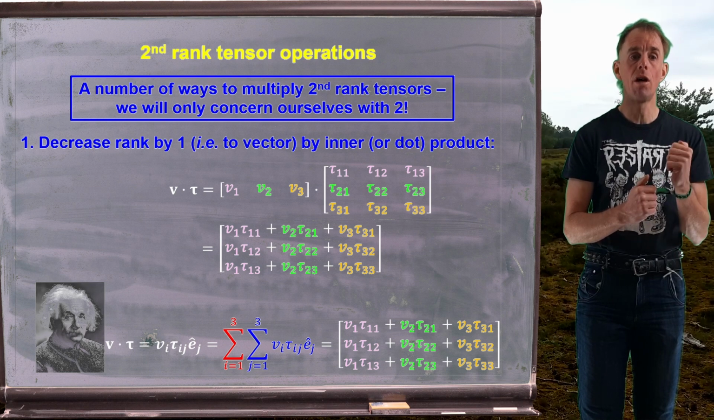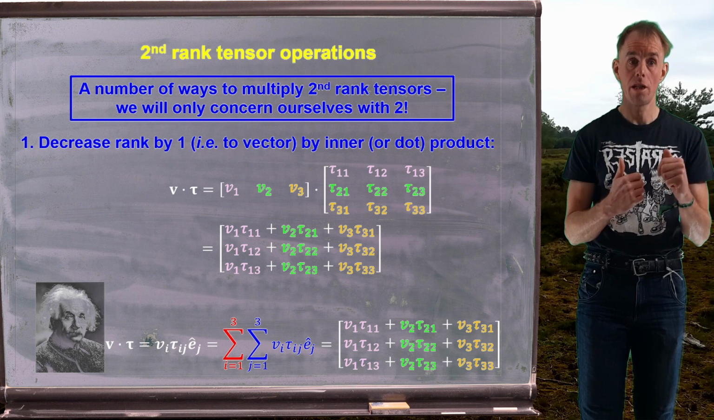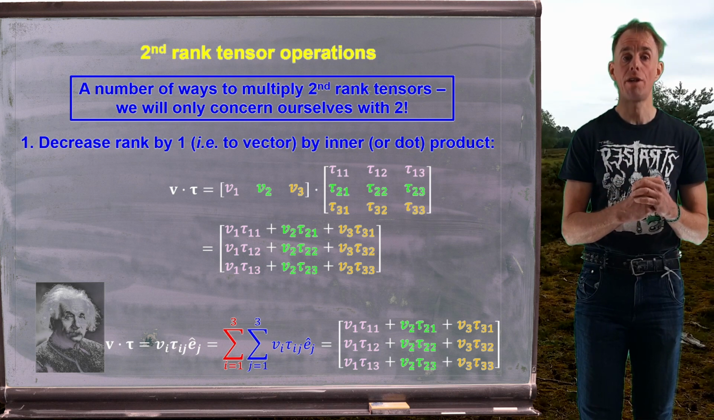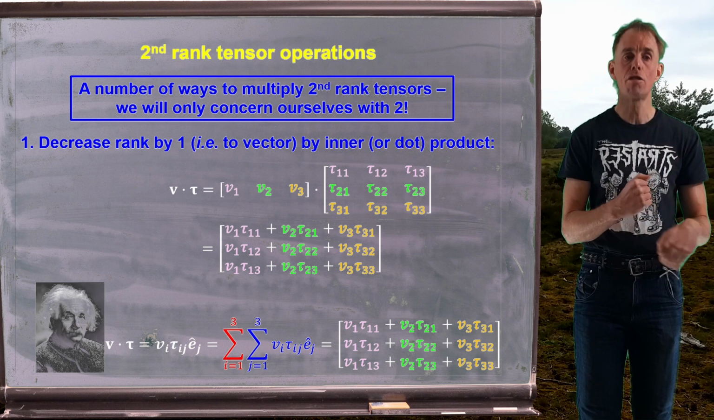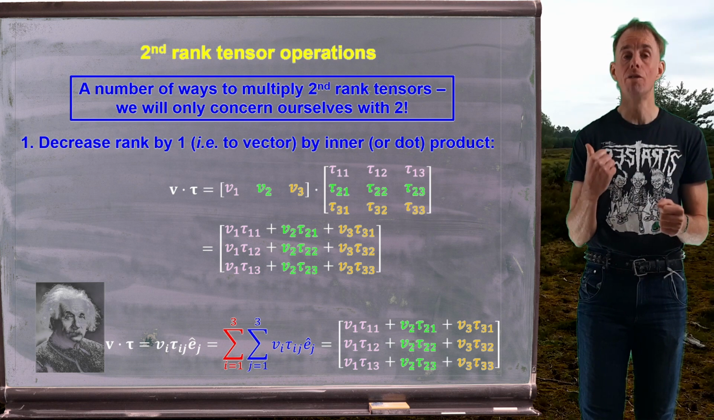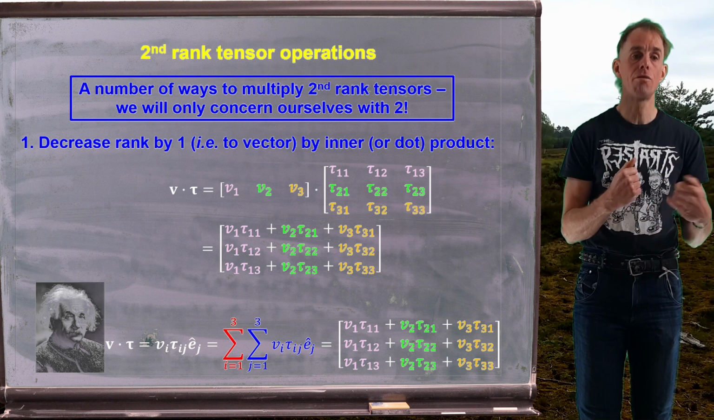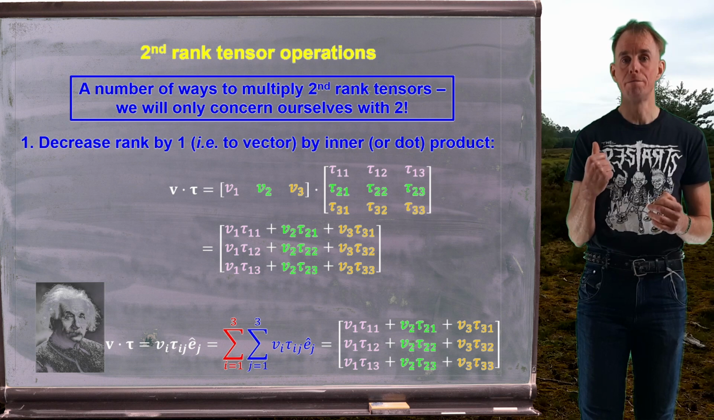And so v1 tau 11 will appear in the first row, e1, of the resulting vector. And we can see v1 tau 11 there in pink. So if we increment j from 1 to 2, we have v1 still, tau 1, 2, and that appears in the second row of the answer. Increment j again, v1 tau 1, 3 appears in the third row.